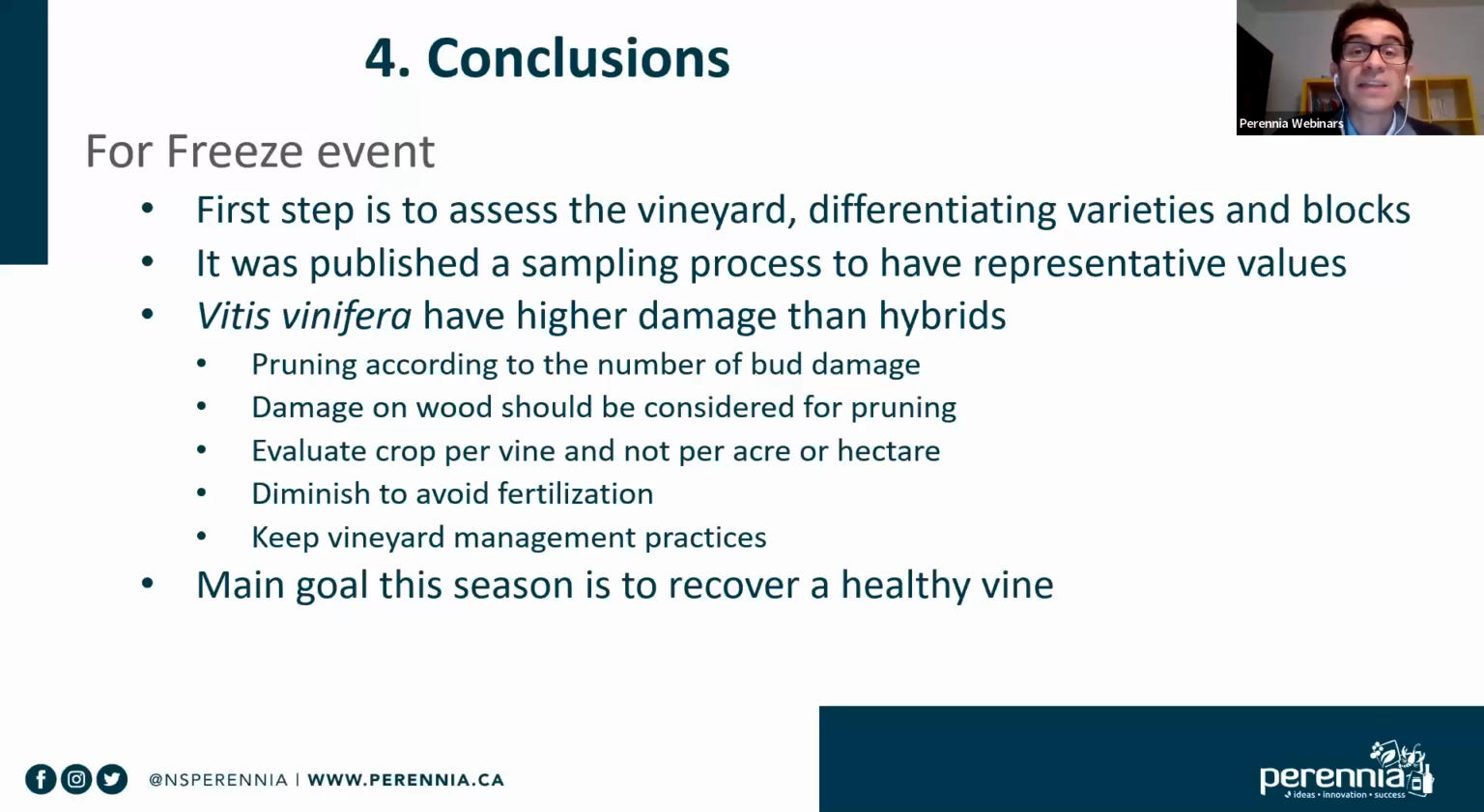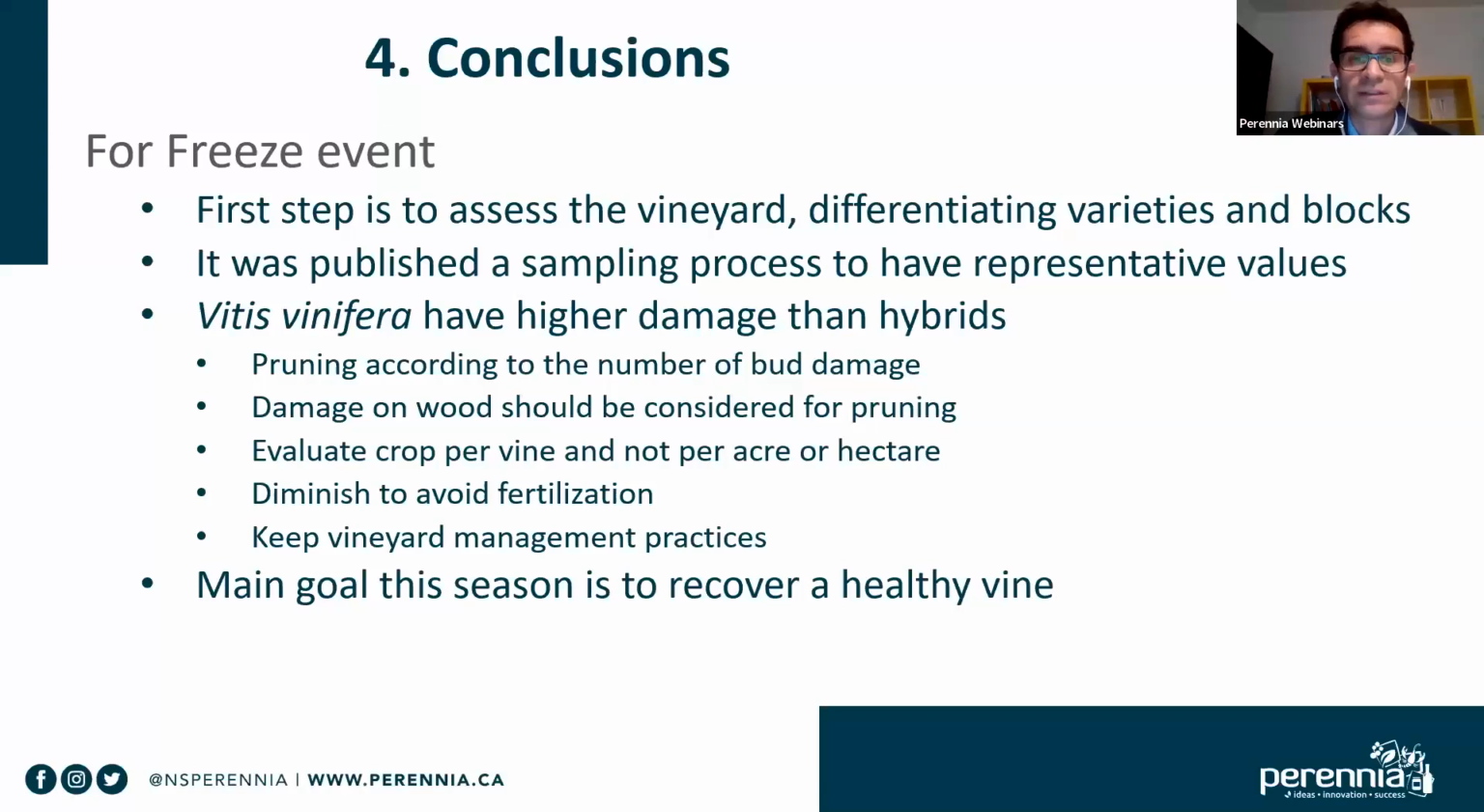Vitis vinifera had higher damage than hybrids, even though we have to practice similar management for both varieties. So prune according to the amount of bud damage. Take a look at damage on wood and consider that for pruning. If you have some crown gall or some cracks, please consider that as part of the process and eliminate it. Evaluate crop per vine and not per hectare or acre, to look at each situation and keep a good balance and avoid collapsing the plant.